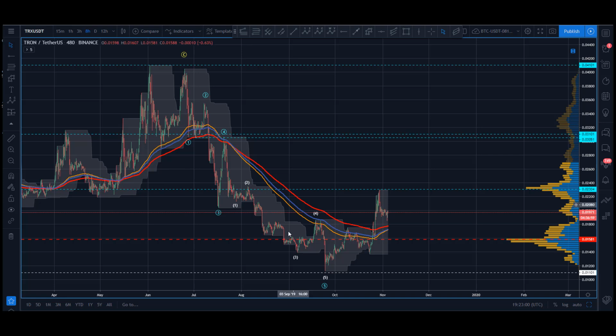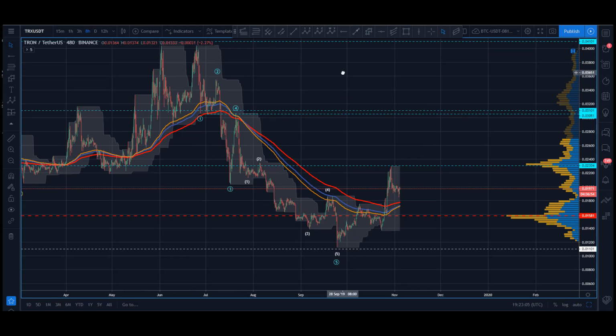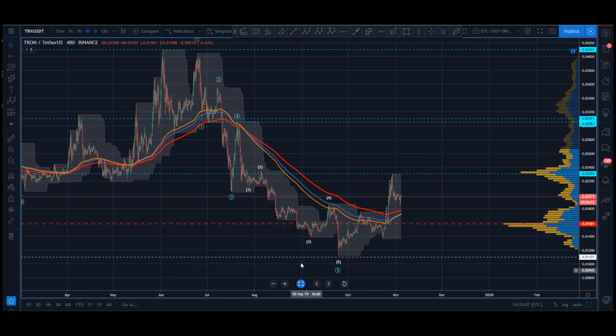Now, if it helps you to build the Elliott rule set around it, and we'll put a label and a letter and a number, great. But don't get so caught up in it that you're paralyzed if you can't get the Elliott count.